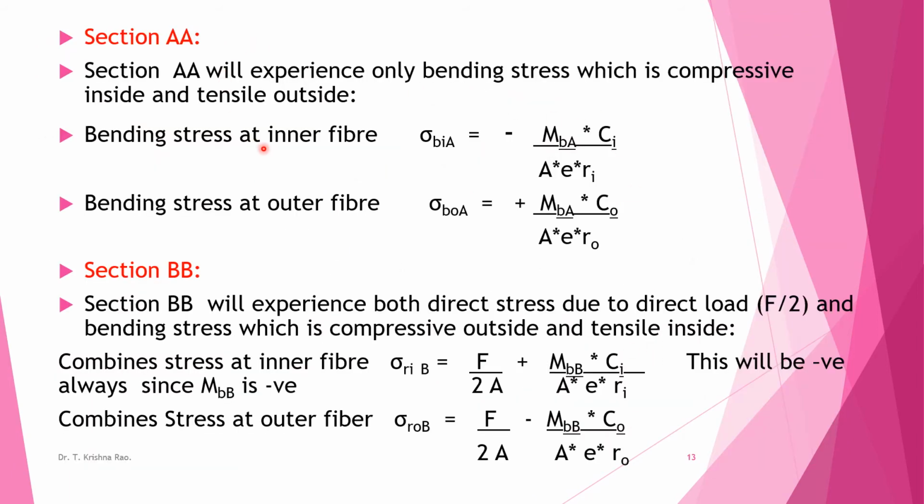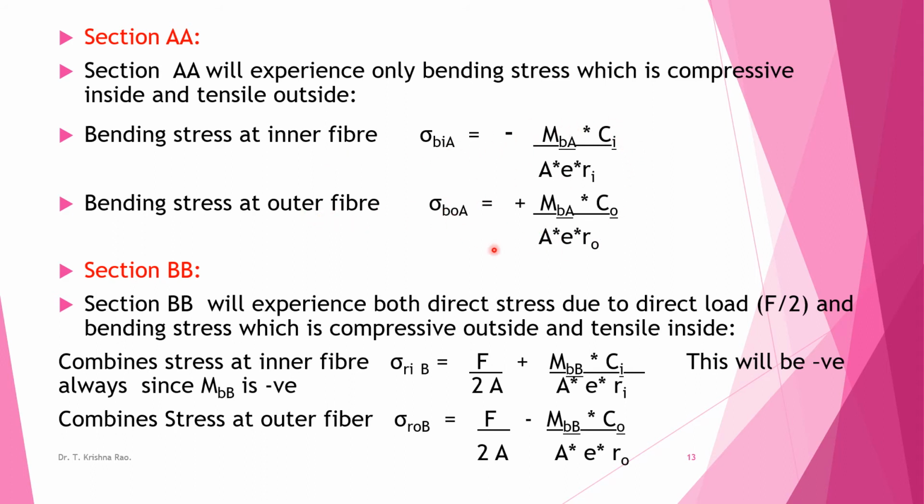So section AA will have only bending stress. Then inside is compressive. The link is closing. By applying load at A, the link becomes closed and inside will be compressive, outside will be tensile. It is against the earlier problems. So you have a negative sign here, which was positive earlier. Now it is negative because on the inner side the stress is negative, and on the outer side the stress is positive.